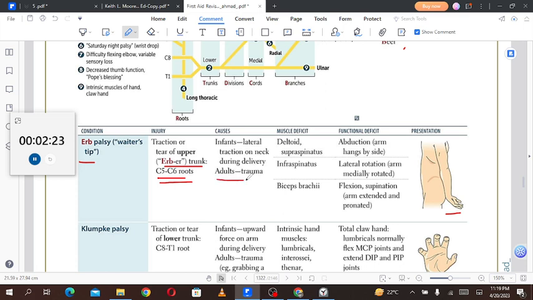And in adults during trauma, suppose a person is falling down all the way, like these are the legs of the person and these are the arms extended, and the head just turned so much that the angle between the neck and shoulder was increased dramatically. That kind of injury in adults can cause damage to the upper trunk of the brachial plexus. Muscle deficit occurs in the deltoid and the supraspinatus muscle.